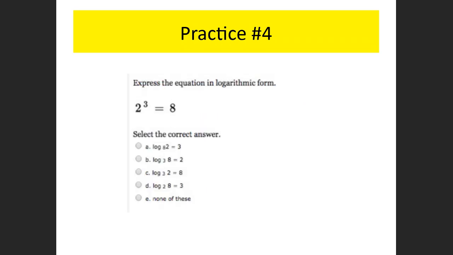Try another practice problem. It says express the equation in logarithmic form. 2 to the third is equal to 8. Is this the same one? Did I use the same problem twice? Nope, I guess not, because the other one was a log. So now we're changing an exponent to a logarithm. I'm going to rewrite this as log base 2 of 8 is equal to 3. So same answer though, letter D.